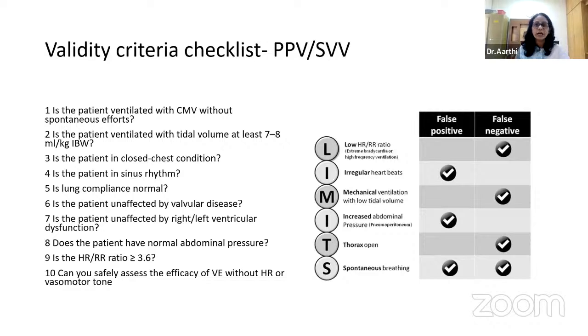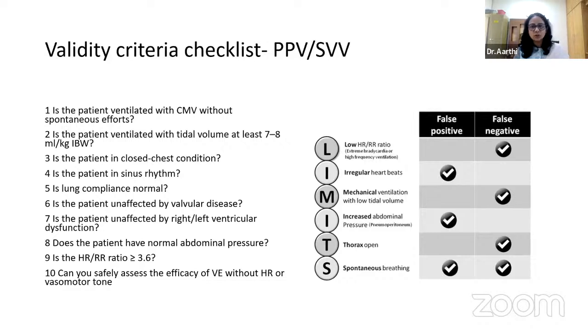Patients with valvular heart diseases should be excluded. We also assume that the right and the left ventricular functions are synchronized and coordinated, and that the abdominal pressure is normal as well. So this is the validity criteria checklist where the pulse pressure variation or the stroke volume variation reliably predicts the cardiac output.